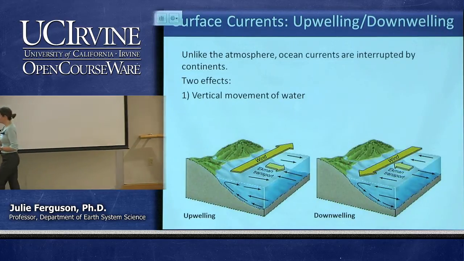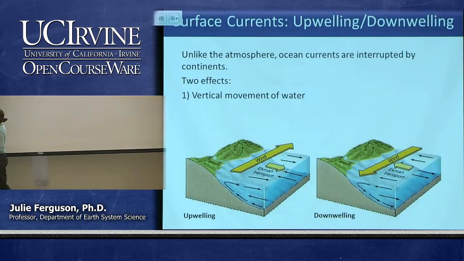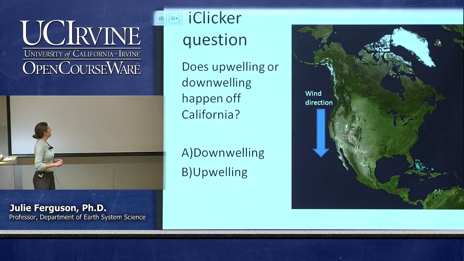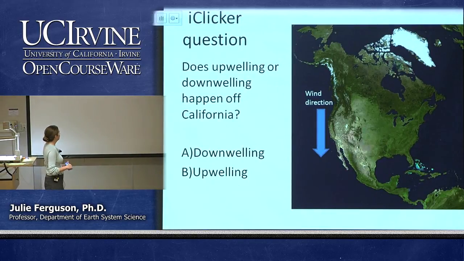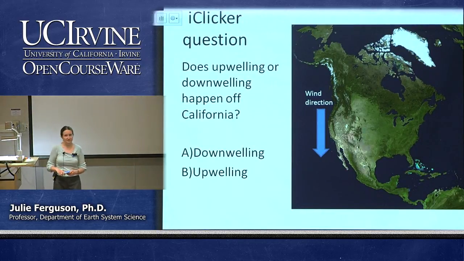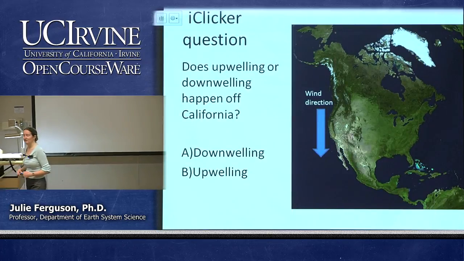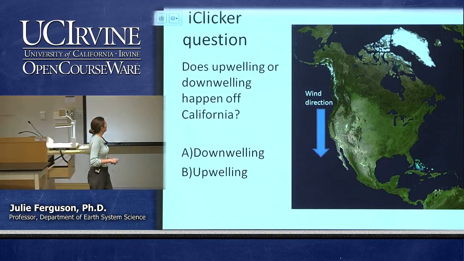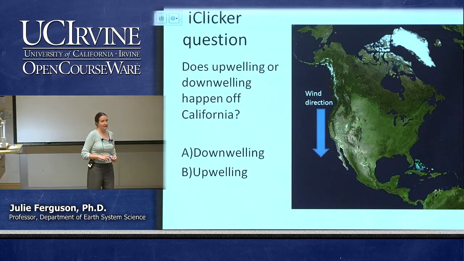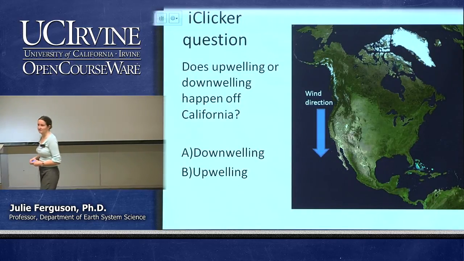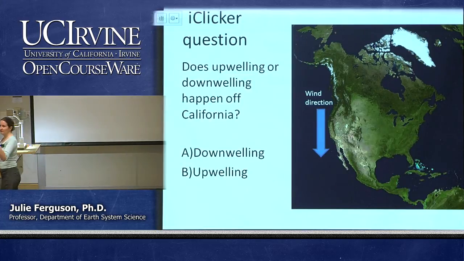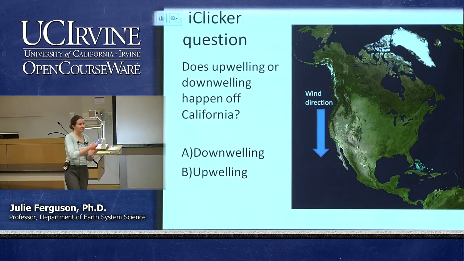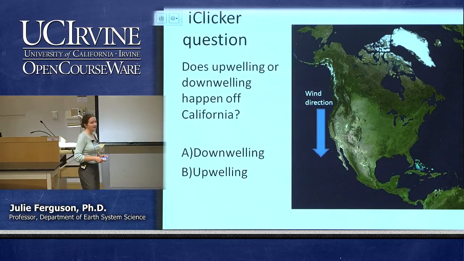And there seems to be some silence here. So let's see if you guys can get this. So what would be happening along California? So there's my wind direction. We are in the northern hemisphere. So think about what direction water would be going in. And then think about whether you'd get downwelling or upwelling as a result of that. So don't just sort of click wildly. I'm going to give you a minute to think about it, talk to your neighbors, think about directions, and then I'll ask the question.